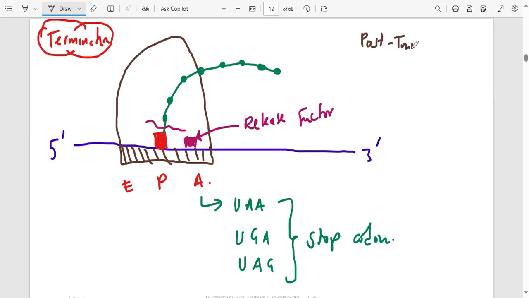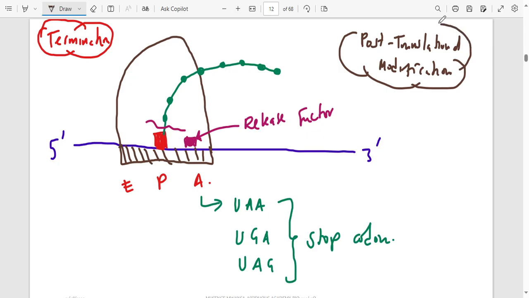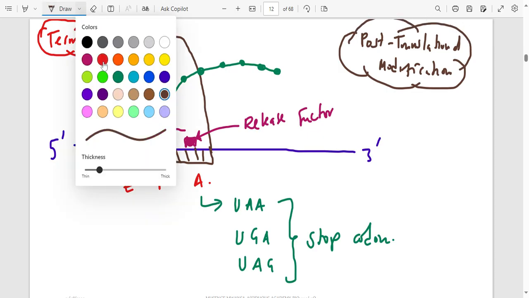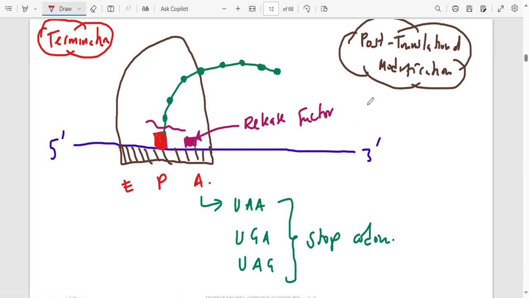post-translational modifications. Because the polypeptide chain that we have formed is not able to work. There are some things that you have to add in order for it to function. So what are some things that you do in post translation? Remember, this is translation.